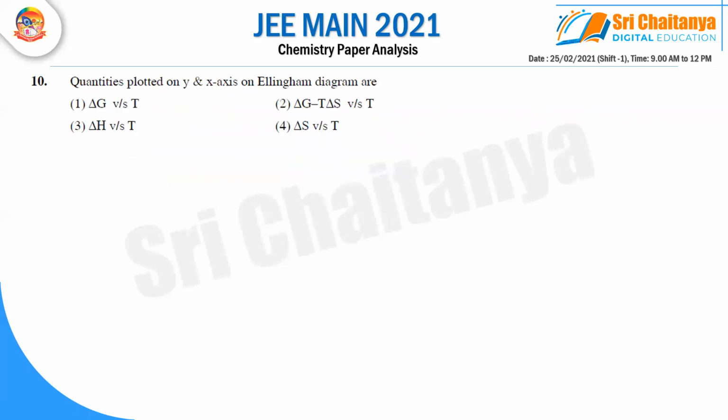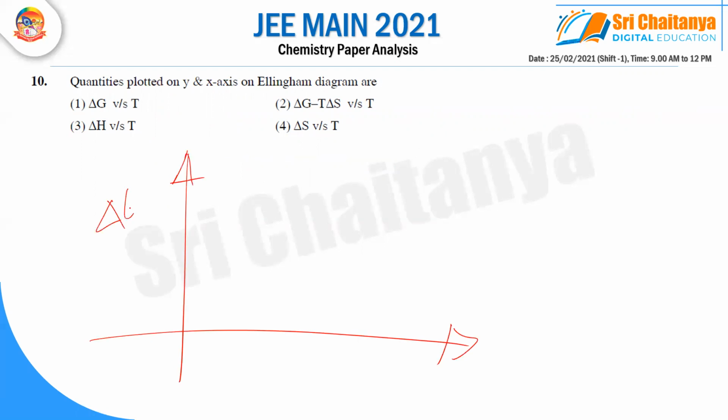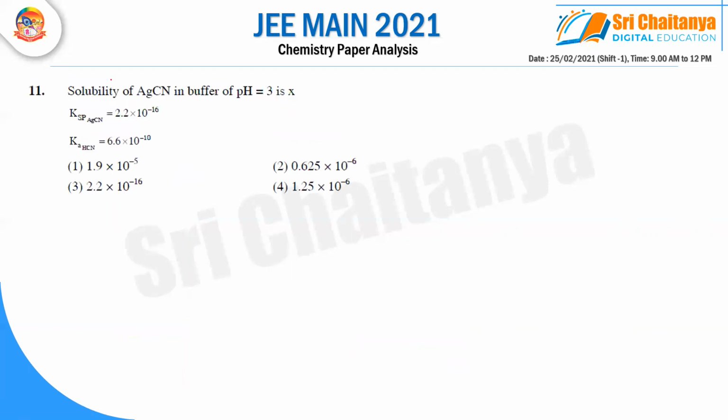Next, we have a very straightforward question from metallurgy, they're asking about the Ellingham diagram. The Ellingham diagram is basically a diagram between delta G of a process, which is an oxide formation process, versus temperature. So on y-axis, you have delta G, and on x-axis, you have temperature. So that makes option 1 correct.